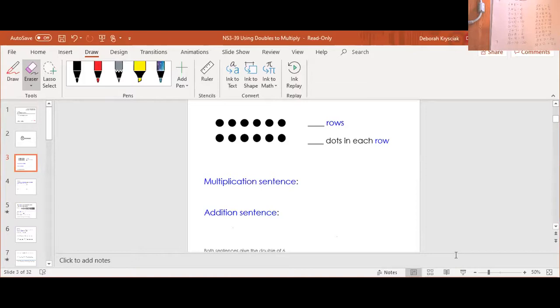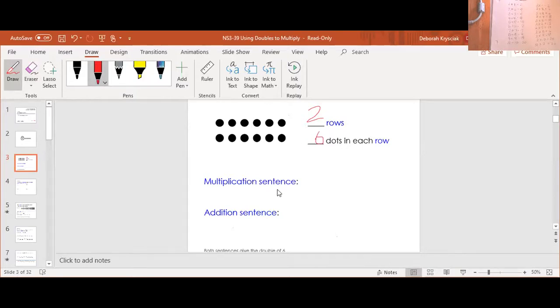So I'm just showing you here some things to help you understand possibly. What I have here is some dots. I have 2 rows of dots. So in this picture, how many rows? This is a row and this is a row. So I would write 2 there. I'm going to try to write it neatly. Okay, 2 rows. And how many dots are in a row? I just count them. 1, 2, 3, 4, 5, 6 dots in that row. And I write 6 here. Okay, so I've got 2 rows of 6.